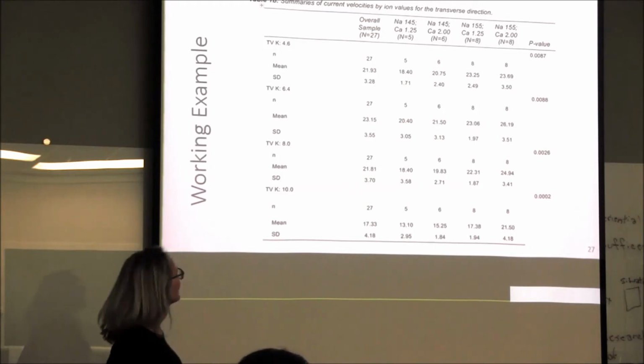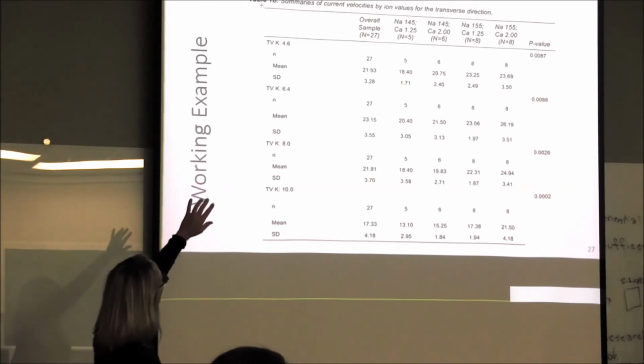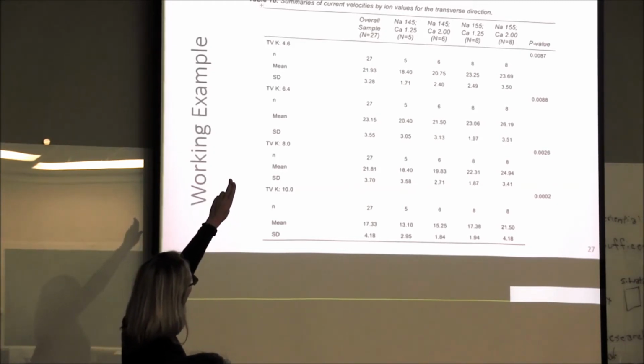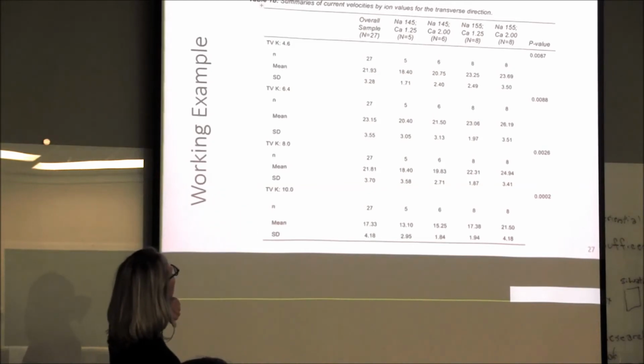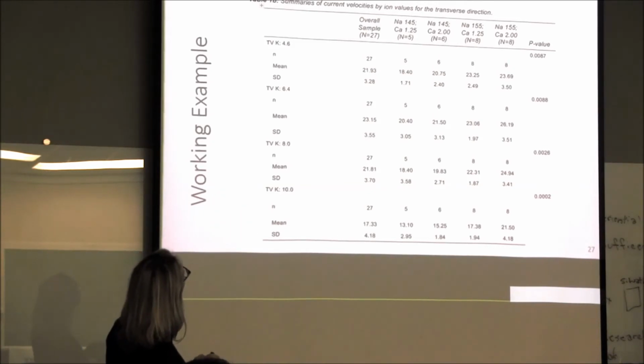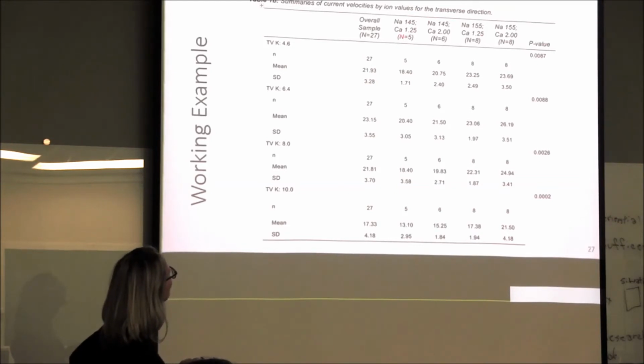Okay, so here's a table. This is our working example. And again, this shows basically our overall sample of 27 parts. You can see here's our overall sample. And then within our 4 different combinations of sodium and calcium, these are our individual groups. So we have 5 parts with sodium and calcium levels as defined here, and so on and so forth, right? 5, 6, 8, and 8 parts within these different combinations.